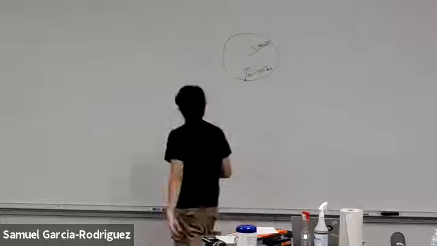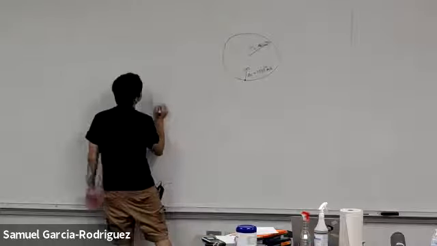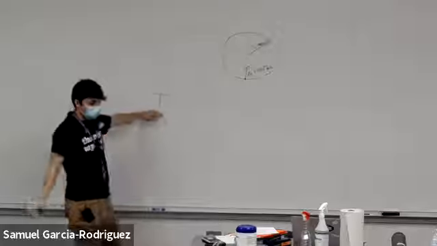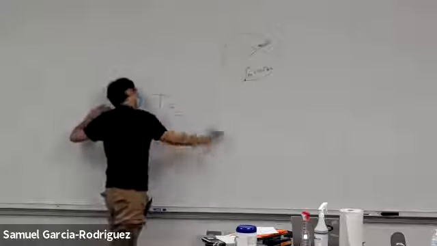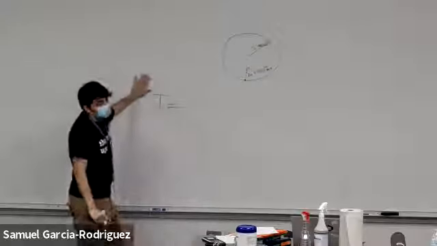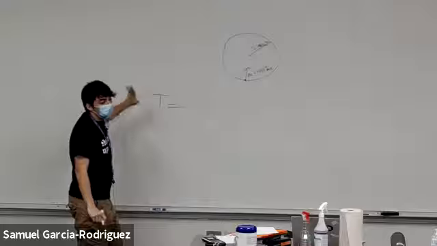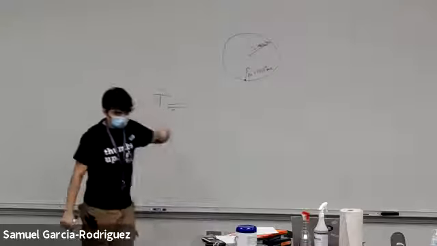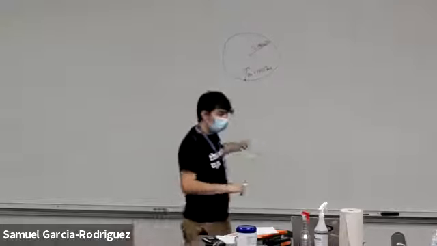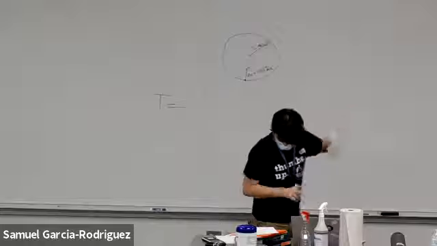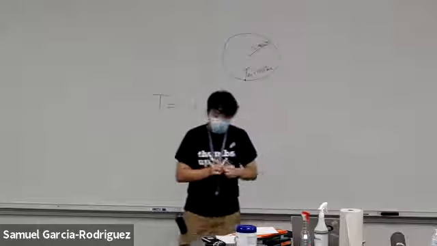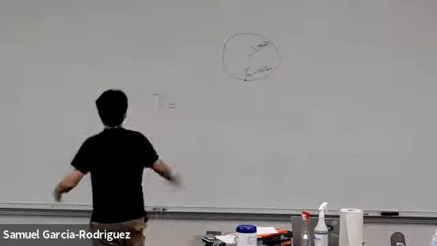So, period. Symbol T. Period is always measured in radians. Whatever you put in there has to be radians. What's that going to be?